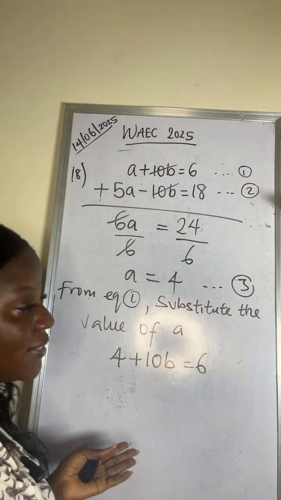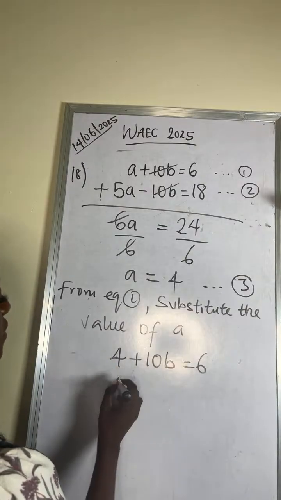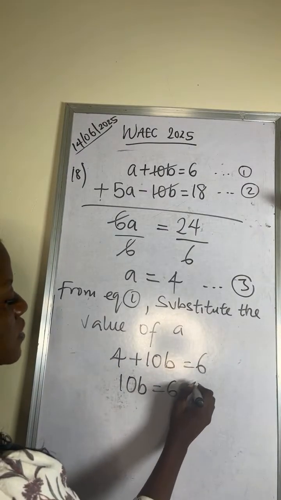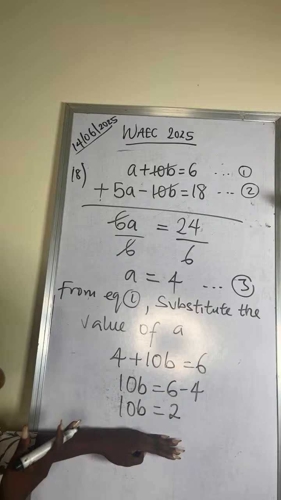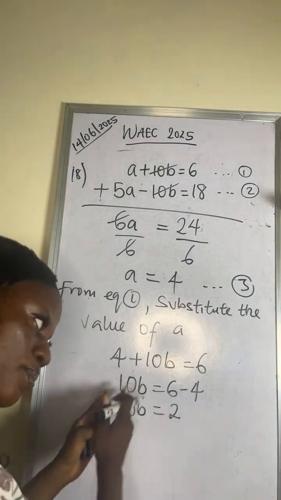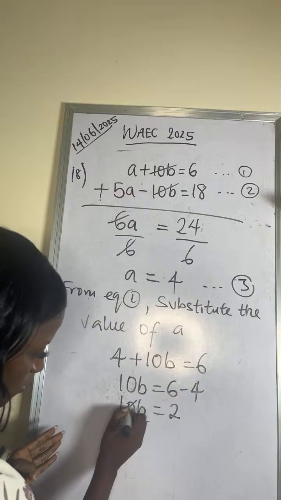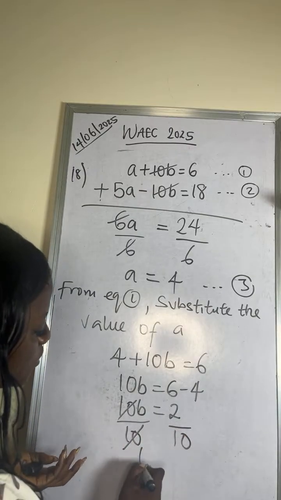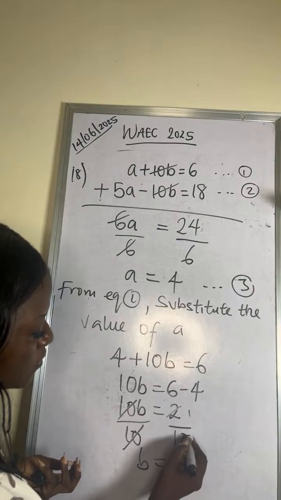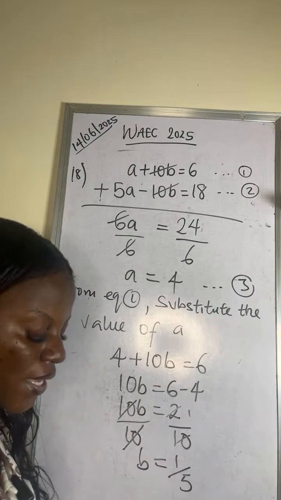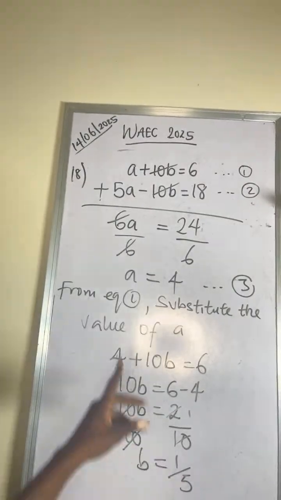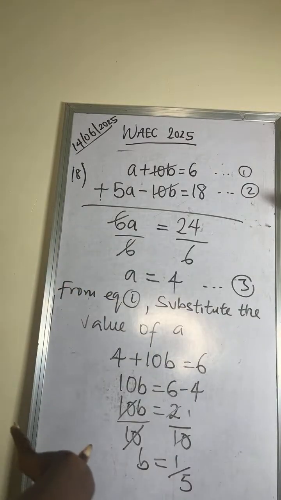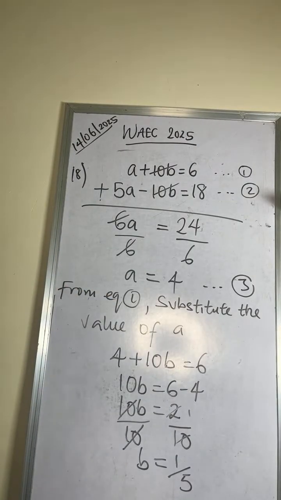So you already know, collect like terms. Subtract 4 from both sides. So you have 10b to be 6 minus 4. 10b is 2. Here you do what? Divide through by the coefficient of b, so that it cancels out. You get b to be 2 over 10, which is 1 over 5. So a is 4, b is 1 over 5. Okay? Please, if I'm too fast, let me know. If you cannot hear me clearly, let me know.